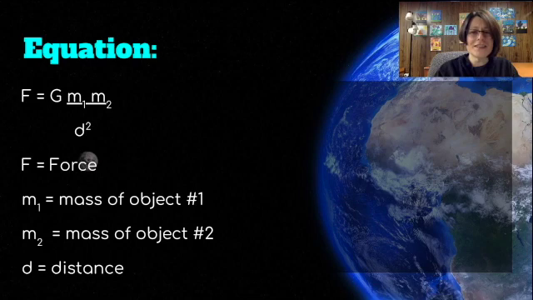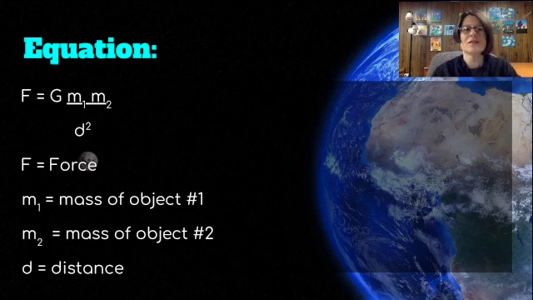The equation, to sum up that mouthful of a definition, is F equals G times M1 times M2 over D squared. So what do all of those symbols mean? Well, F is force, which we've been using a lot. M1 is the mass of the first object. M2 is the mass of the second object, and D is the distance between them.